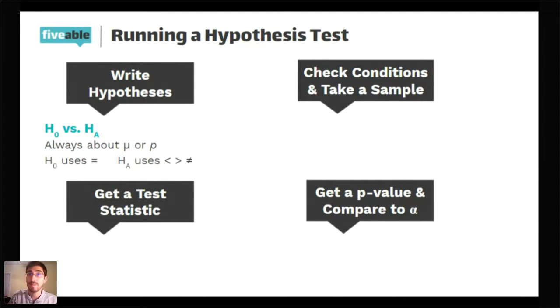So maybe the claim is 80% of people take the bus to school, or the average amount of time it takes to complete a certain task is 20 minutes. Whatever the claim is, that's going to be what the hypothesis equals. Or if you have two populations that you're trying to compare, you'll do mu1 equals mu2 or p1 equals p2. And it's always an equal sign in that. Once you've written the hypotheses, state, plan, do, conclude.